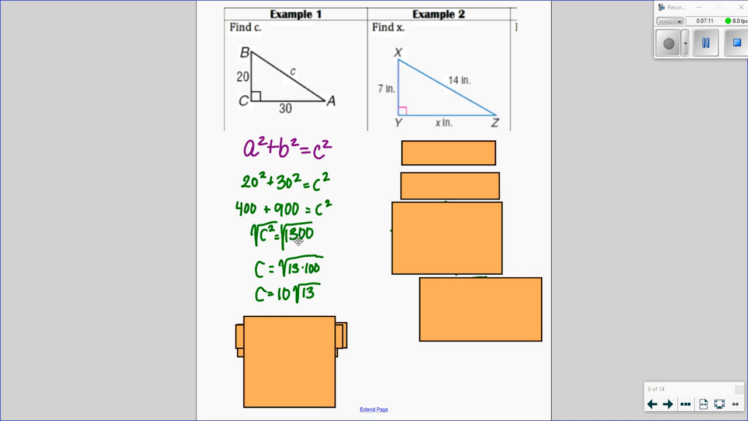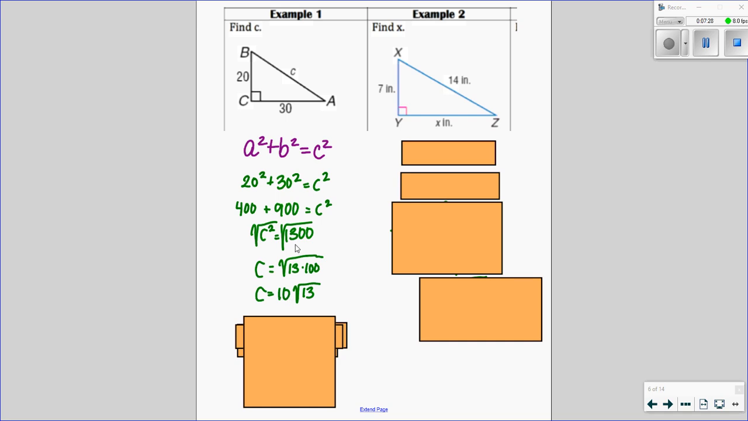Now for this one, you could put it in your calculator and get a decimal, but when it comes to problems like this, I don't want decimals. Unless I ask you for it, do not provide me decimals. Always put it in the simplest radical form.